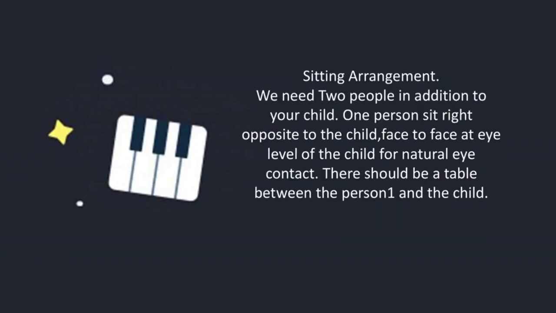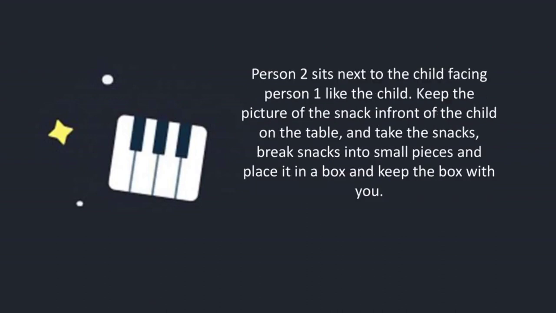Sitting arrangement. We need two people in addition to your child. Person 1 sits right opposite to the child, face to face at the eye level of the child for natural eye contact. There should be a table between person 1 and the child. There should not be any distractions in the room. Person 2 sits next to the child, facing person 1 like the child. Person 2 can either sit on the right of the child or at the back of the child. Keep the picture of the snack in front of the child on the table and take the snacks. Break snacks into small pieces and place them in a box and keep the box with you. Means person 1 should keep the snack box at his hand.